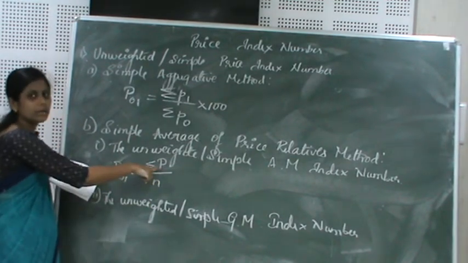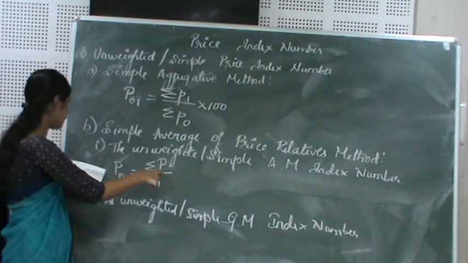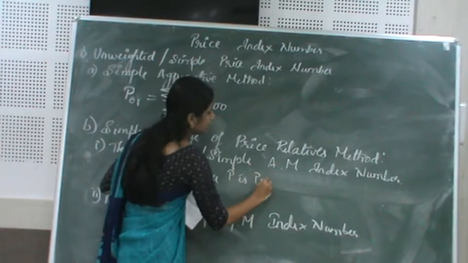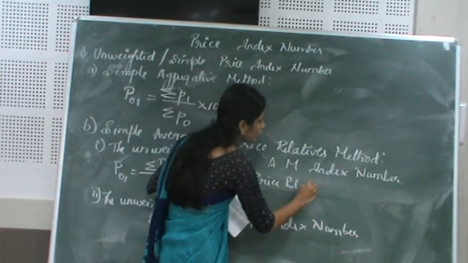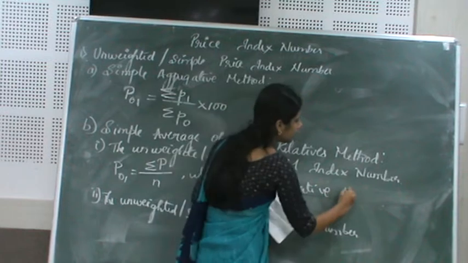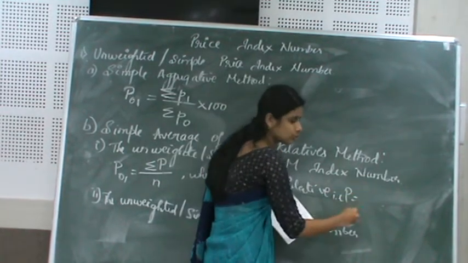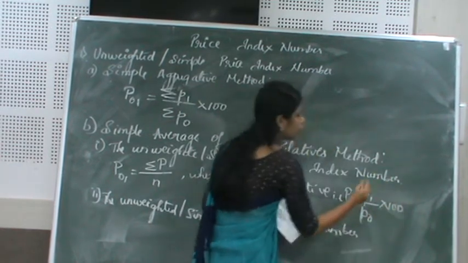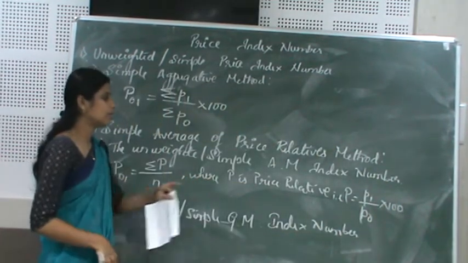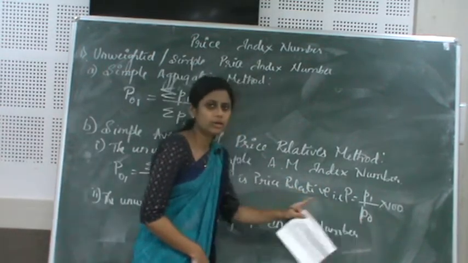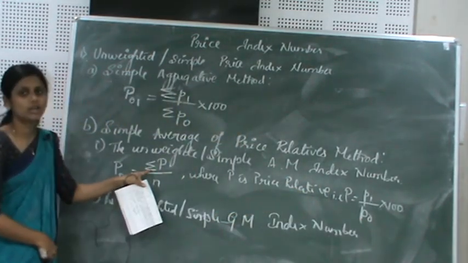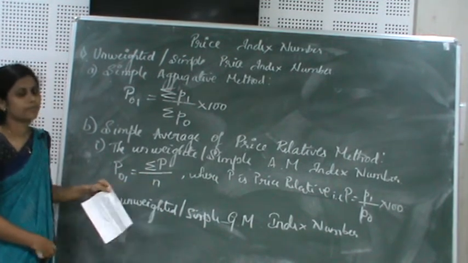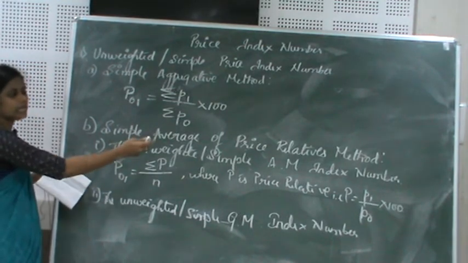So what is P? P is nothing but the price relative. What is the formula of price relative? P is equal to P1 divided by P0 into 100. This is the formula of P. First you have to calculate P, then make the total of all those price relatives, then divide by n. That is the formula for simple arithmetic mean index number.